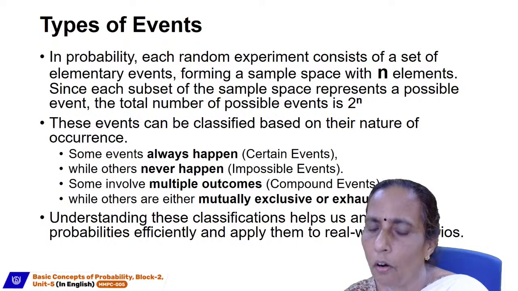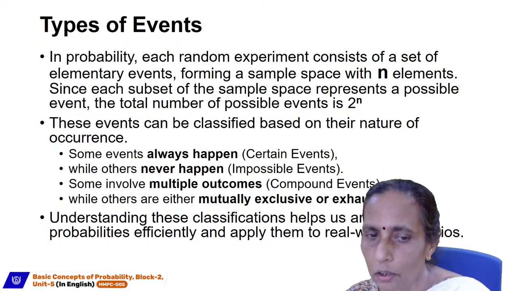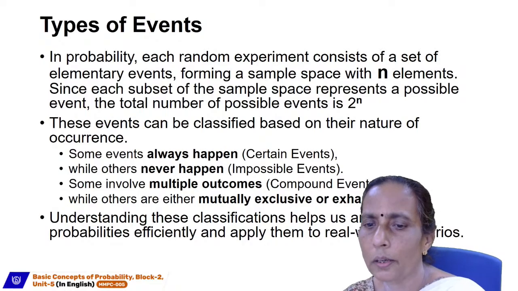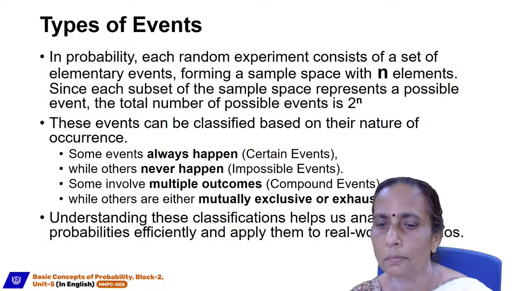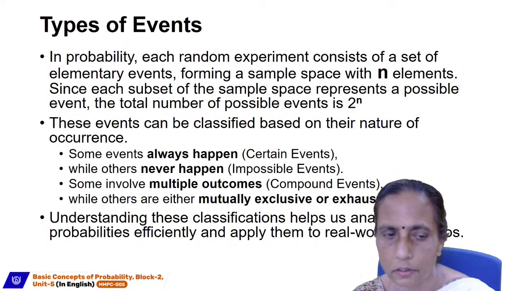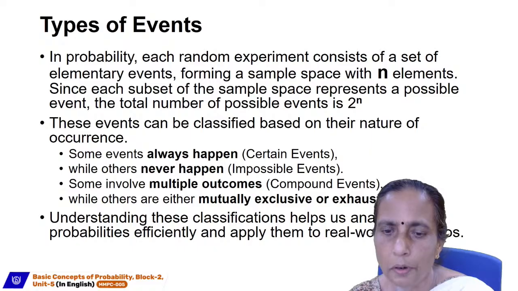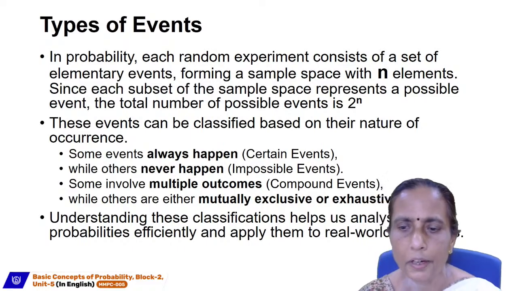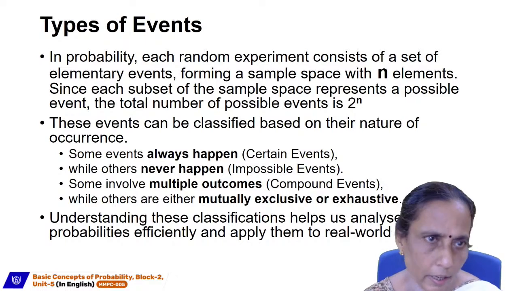These events can be classified based on the nature of occurrence. Some events always happen, we call them certain events, while others never happen, we call them impossible events. Some involve multiple outcomes, we call them compound events, while others are either mutually exclusive or exhaustive. We will discuss examples of all these. Understanding this classification helps us to analyze probabilities efficiently and apply them in real world scenarios.